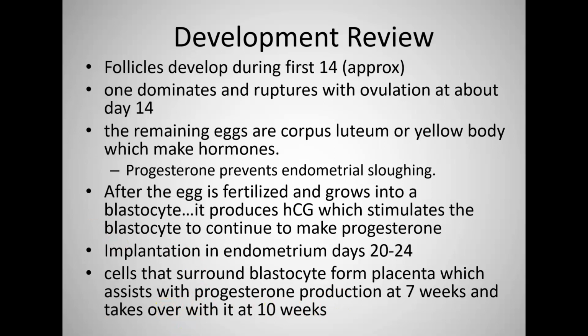This is all about how the fetus grows, what happens after it was fertilized. Let me make that clear. The implantation in the endometrium is days 20 to 24. After that happens, the blastocyte, which is the fertilized egg, forms the placenta, which is a way of getting nutrition, blood flow, and antibodies and that type of thing. It assists with progesterone production, and at 7 weeks it starts taking over, completing it at 10 weeks.